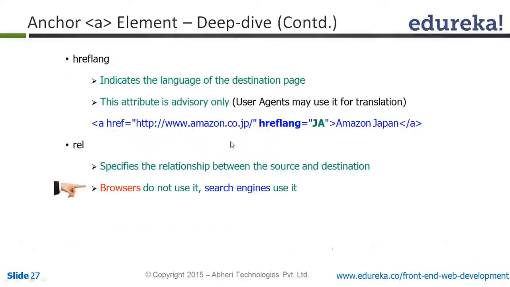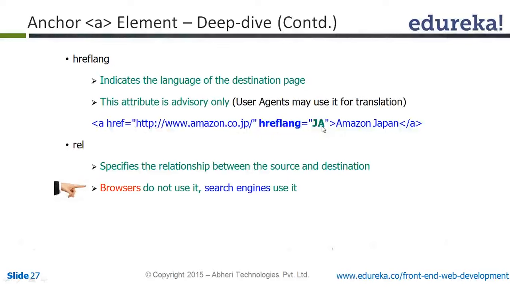And for example, here is Amazon Japan, which takes you to the Amazon Japan page, and obviously that page will have its language in Japanese. So what is the language of the remote website? You can tell the browser upfront using hreflang, the hypertext reference language. That's what is short for hreflang. So ja stands for Japanese, and you can specify it.